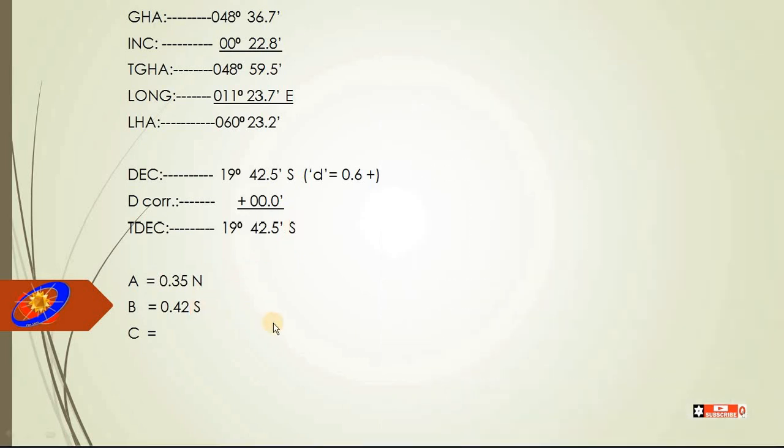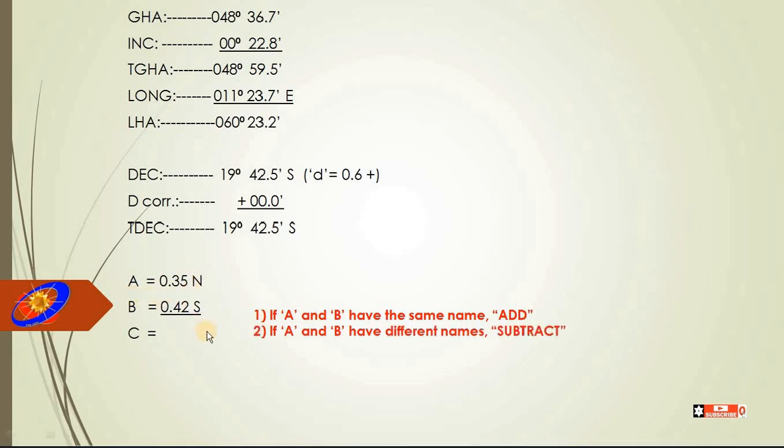Okay, to find C, of course we have rules here. If A and B have the same name, then we add. But if A and B have different names, as we have now, then we subtract. So we subtract and we get 0.07.